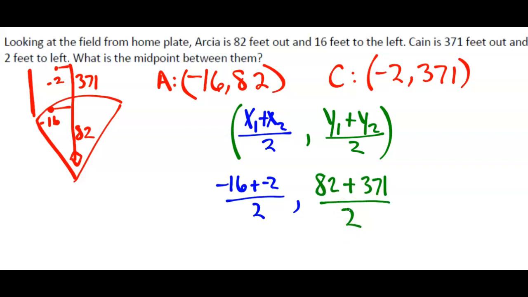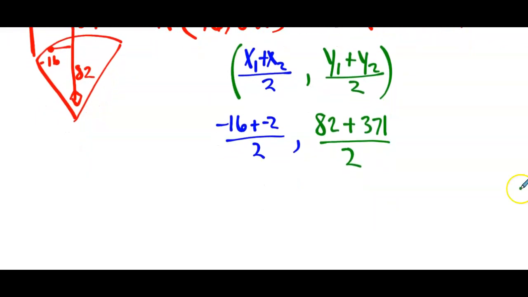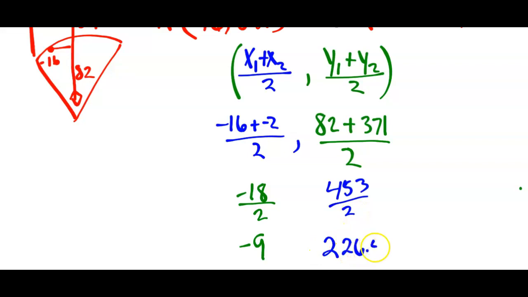Negative 16 plus negative 2 is going to be negative 18, divided by 2 is going to give me negative 9. Okay? 82 plus 371, I was in the wrong color, I'll switch colors here too, is going to give me 453. I'm going to divide that by 2. That's going to give me 226.5.